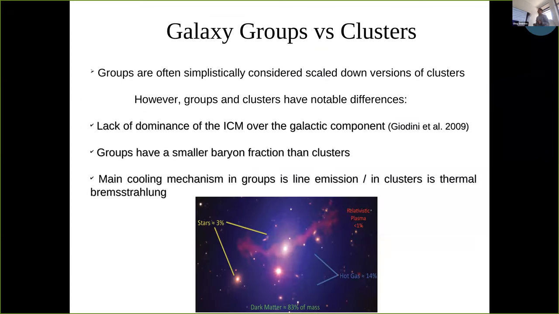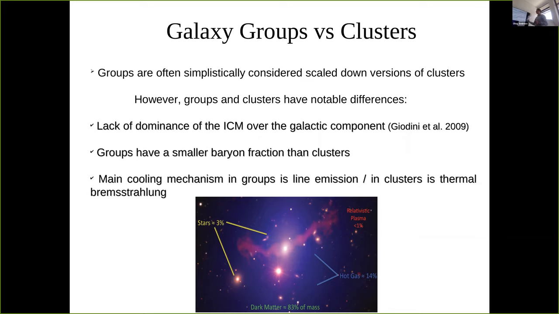And if we make a comparison between groups and clusters, of course, people often simplistically consider groups as scaled down versions of clusters. However, they have notable differences. For example, galaxy groups lack the dominance of the intra-group medium over the galactic component, which means that in clusters we have the intra-cluster medium dominating the baryon content in comparison to the member galaxies.